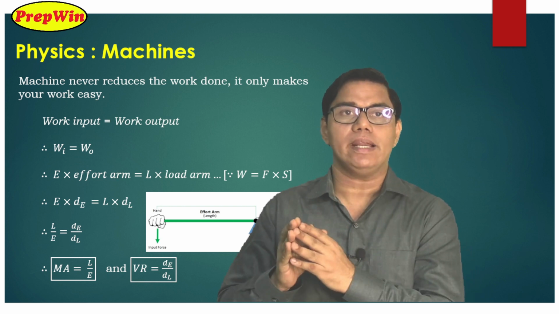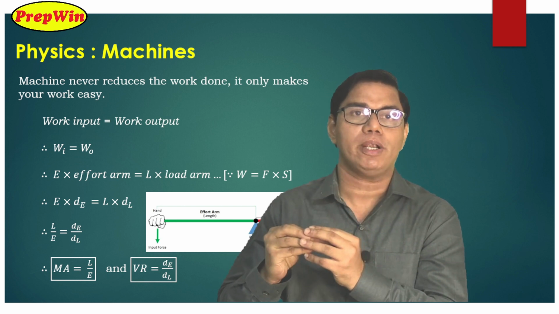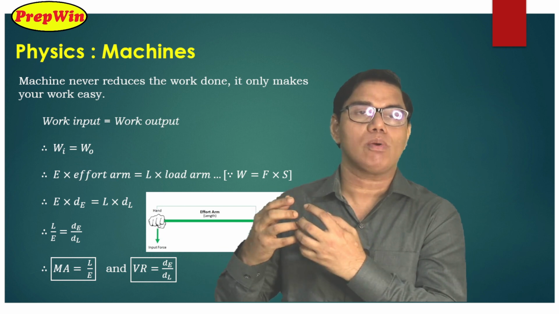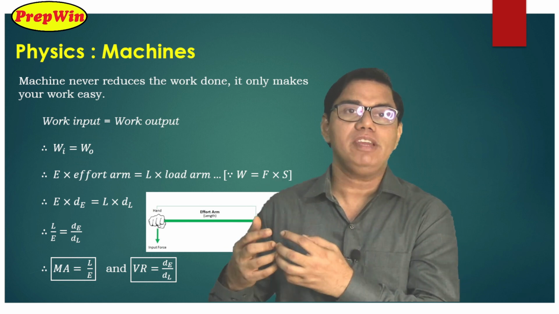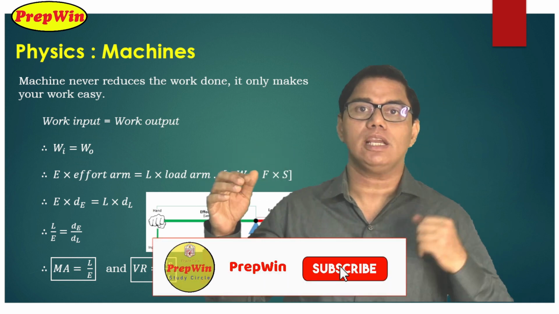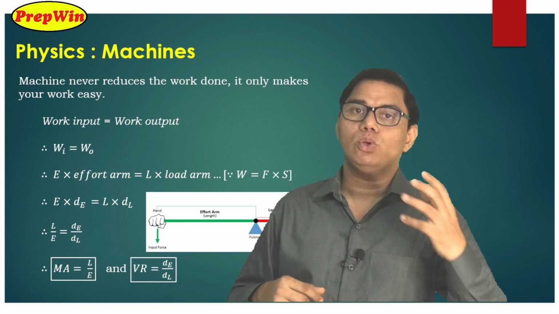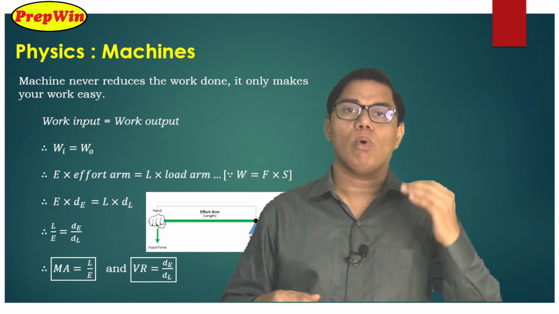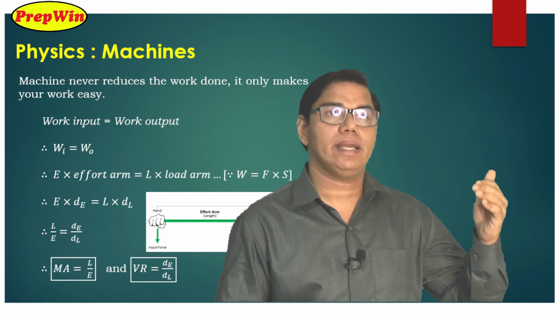On the other side, from the right hand side, we got displacement of effort upon displacement of load. This right hand side gives rise to a new physical quantity which is called velocity ratio or VR. So from the principle of machine, that is work input is equal to work output, we got two new physical terms. We got two ratios, one on the left hand side and the other on the right hand side. Left hand side was load upon effort, which is called mechanical advantage or MA.